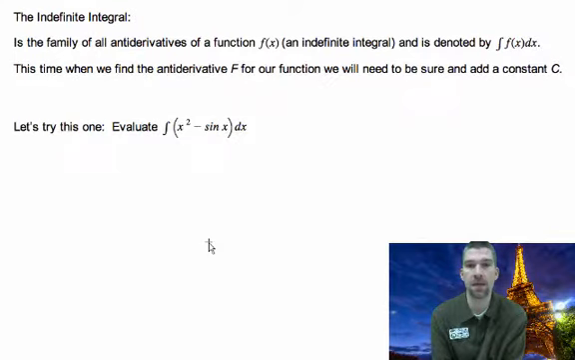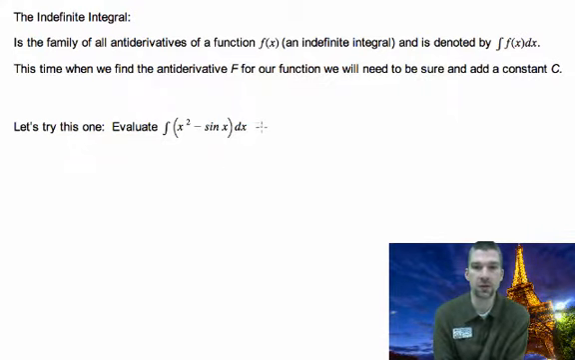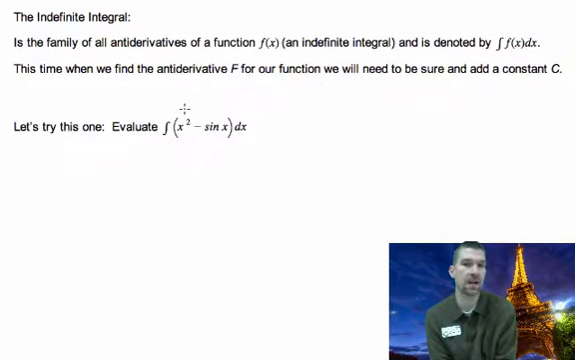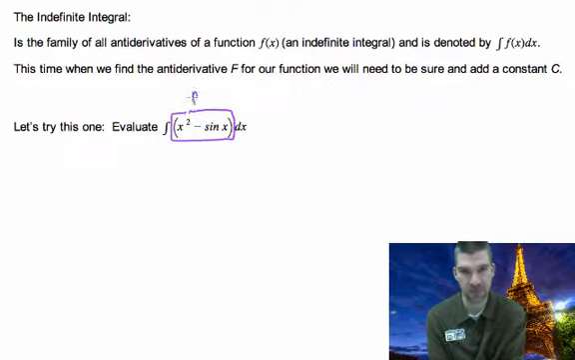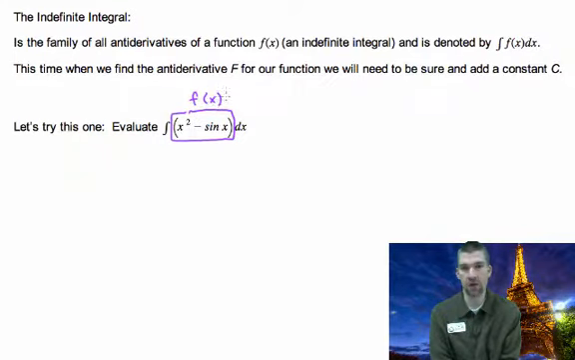This time, when we work with the antiderivative of our function, we need to be sure to add a constant c. What we want to find the antiderivative of is x squared minus sine x. That's our little f of x, and that's the one we want to find the antiderivative of.